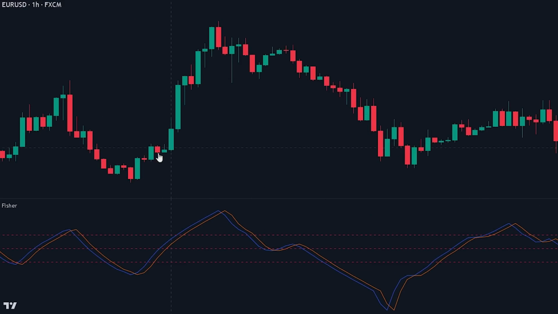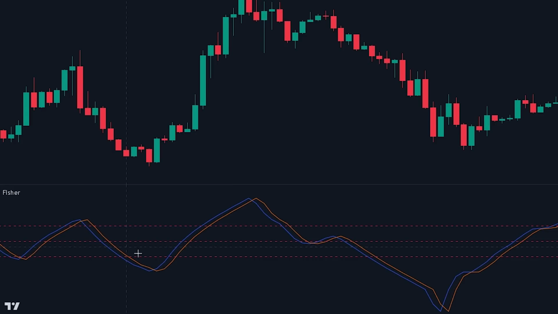One of these methods of reading the indicator involves utilizing the crossovers of the trigger and Fisher Transform lines. If the Fisher Transform line crosses below the signal line while also being above the 1.5 level, it shows us that there is a high possibility of a bearish reversal. However, if the Fisher Transform line crosses above the signal line while also being below the 1.5 level, it shows us that a bullish reversal is likely.